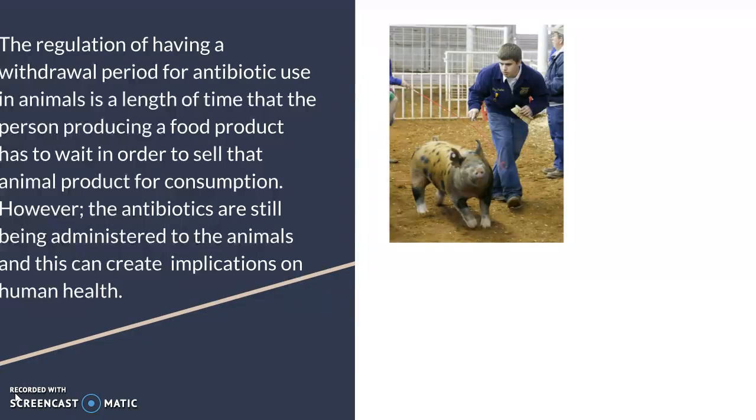The example of the photo shown is a student in FFA showing a livestock animal. In order to show a livestock animal at the fair, you have to have a contract that you sign that states that you haven't administered antibiotics to your animal at least 7 to 10 days before you have sold that animal at the fair.